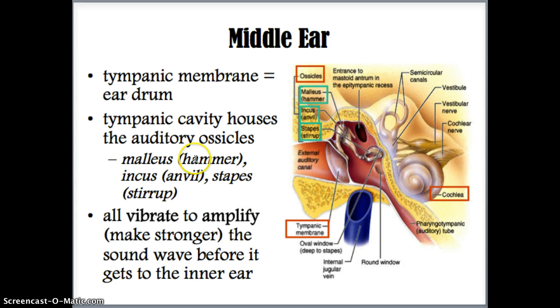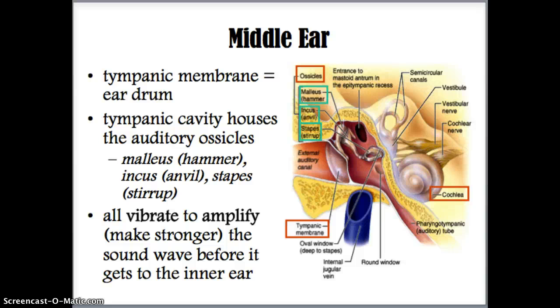Sound waves are vibrations. So they enter your ear, go through the auditory canal, vibrate the tympanic membrane, all of the bones vibrate, and that causes the fluid in the inner ear to then vibrate as well. The stapes is connected to something called the oval window. It is right here. When the stapes vibrates, it vibrates the fluid found in the inner ear, and that stimulates our hearing receptors, which then send the impulse to our brain.